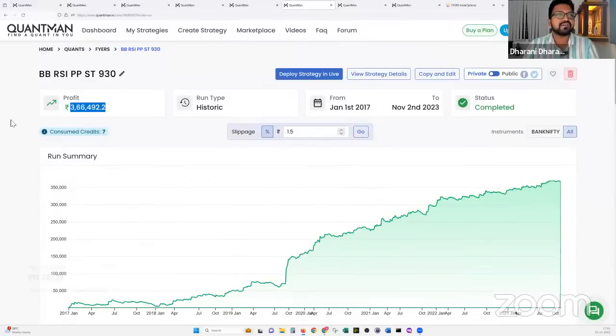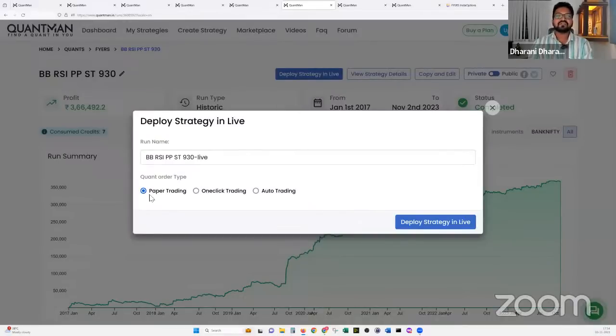Next, I want to deploy this strategy in the live market. So you guys guide me which one I need to click. Deploy strategy in live, first click, done. Now I need to select paper trading, one click, or auto trading. Which one do I need to select? Auto trading. Okay.